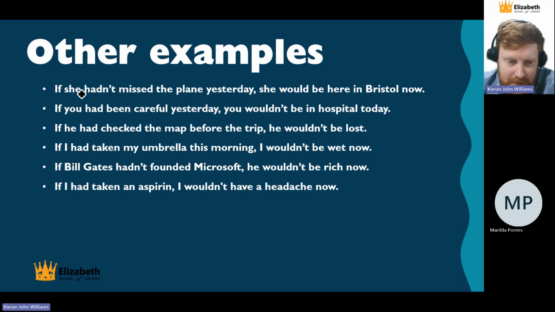And on to the last sentence. If I had taken an aspirin, I wouldn't have a headache now. So the real situation is the person didn't take an aspirin. They do have a headache now, but they are hoping, wishing, imagining they did take an aspirin, so they don't have a headache now. So this is the clear link between a different imaginary past that leads us to a different imaginary present.